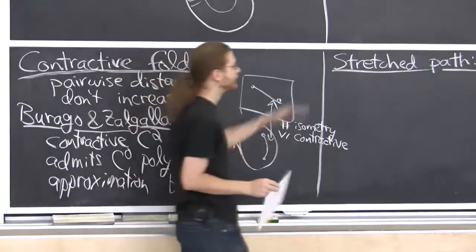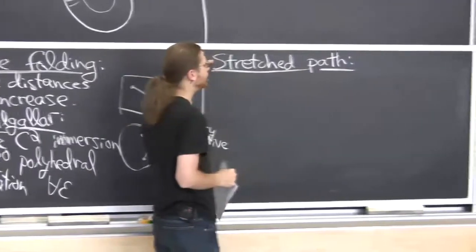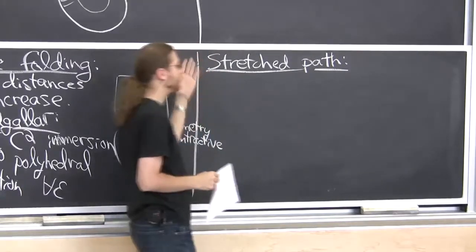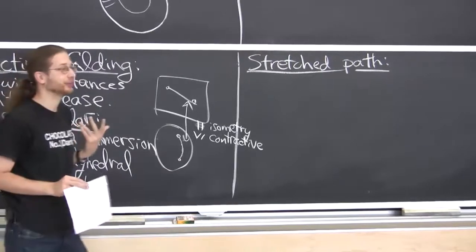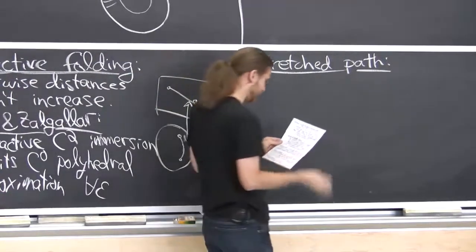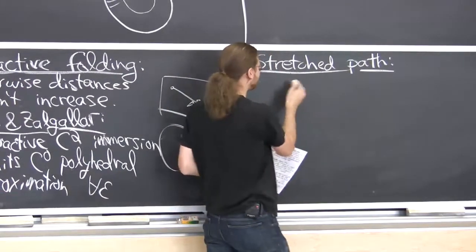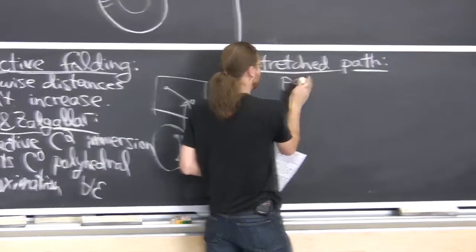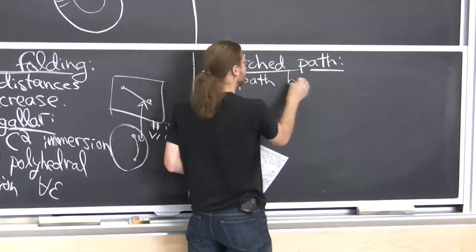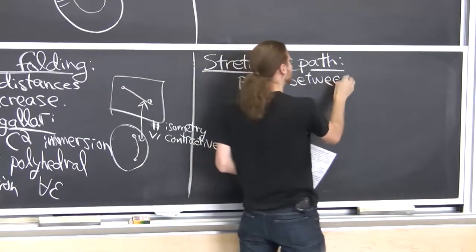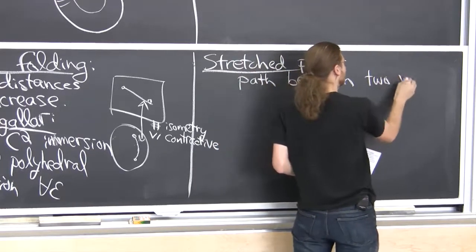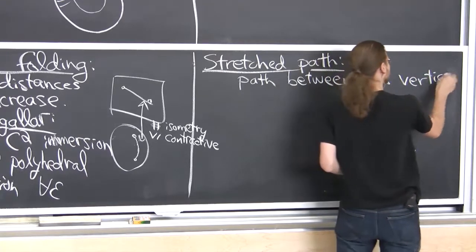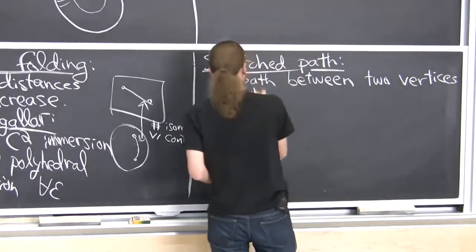So we came up with this idea of stretched path. And you can show that any kind of optimal wrapping will have at least one stretched path. Let me tell you what a stretched path is. This is, let's say, a path between two vertices whose length does not decrease. So it actually is preserved in the folding.